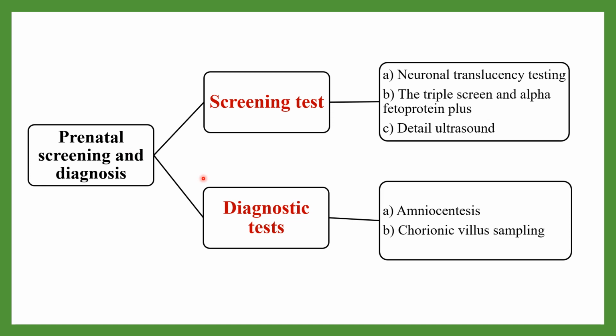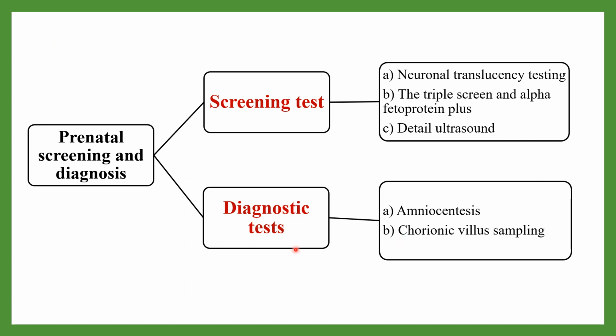There are 2 types of prenatal tests available to detect Down syndrome. Number 1 is the screening test. Number 2 is the diagnostic test. Screening tests are non-invasive and generally painless, but because they cannot give a definite answer as to whether a baby has Down syndrome, they are mostly used to help the parents decide whether to have a diagnostic test. Screening tests include nuchal translucency testing, the triple screen, alpha-fetoprotein plus, and detailed ultrasound.